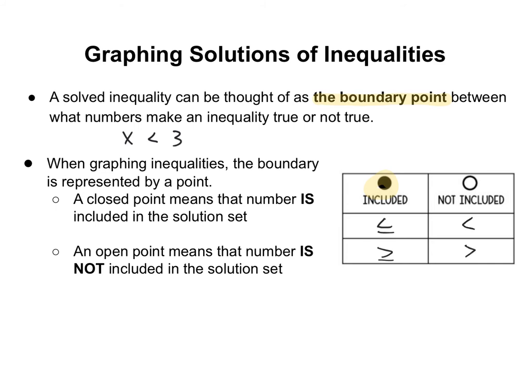So if I wanted to graph this example right here, where we have x is less than 3, I could set up my number line, and then I would plop an open dot at 3 and say that my solution is all numbers less than 3.